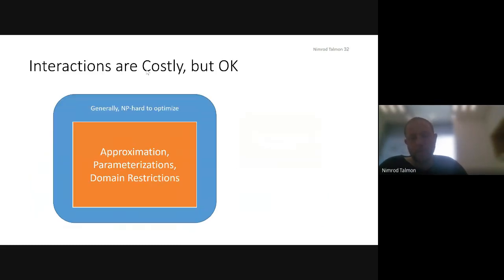Okay, so for this problem, which generalizes the standard model of participatory budgeting, it's not very hard to see that it's NP-hard in general, but we can find, I think, useful approximation algorithms and parameterizations, and also some domain restrictions on which functions we allow.